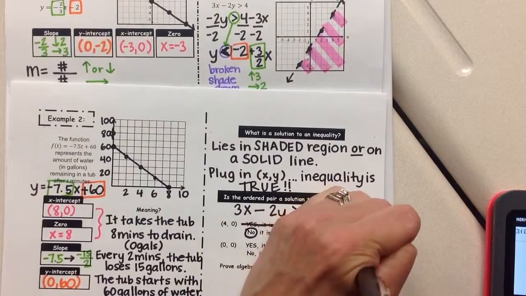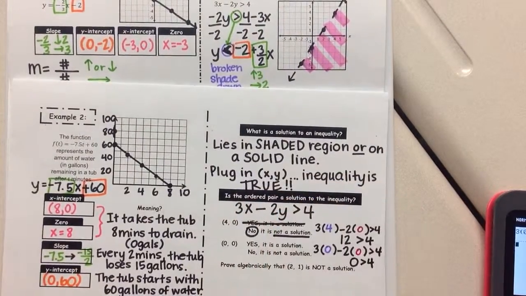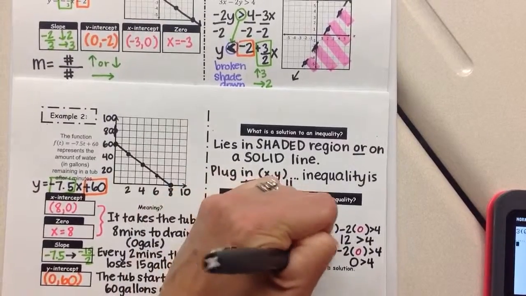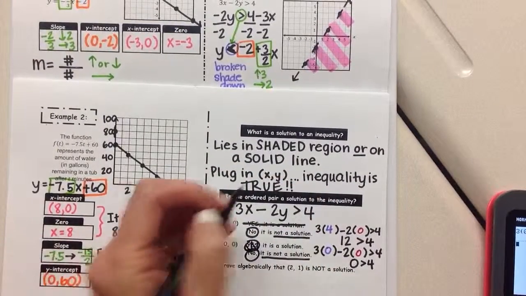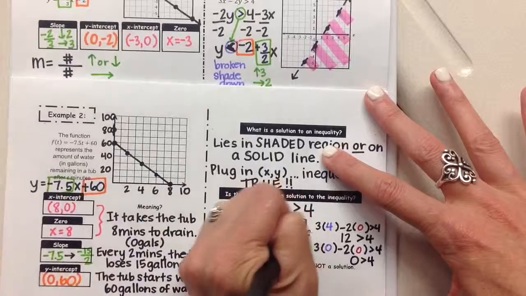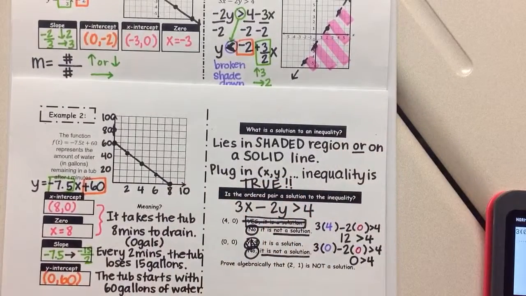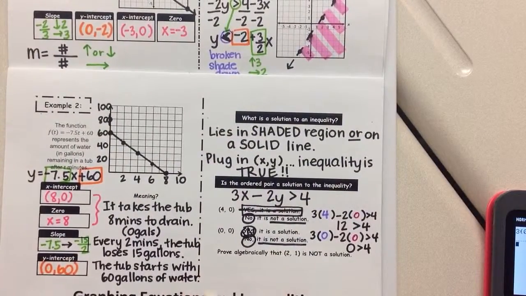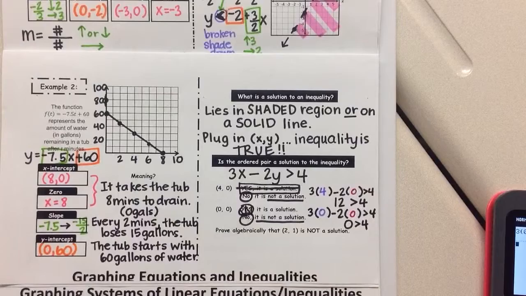Is 0 greater than 4? It is not greater than 4. And I messed up on the first one. It actually is a solution. I'm not thinking today. 12 is greater than 4. I was thinking less than. All right.